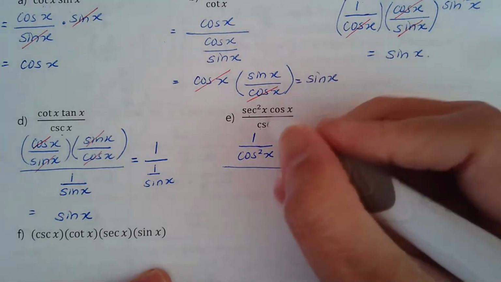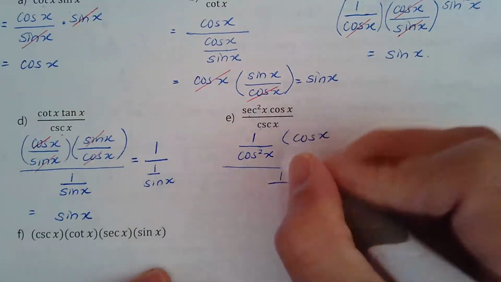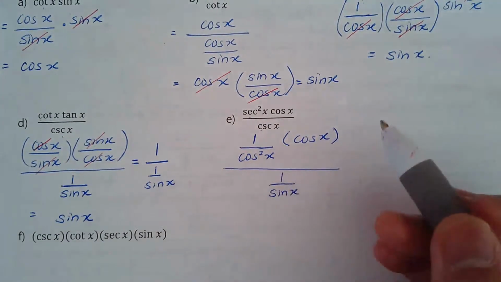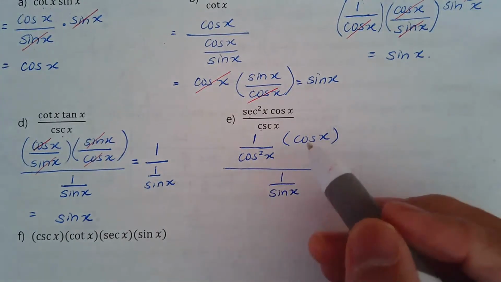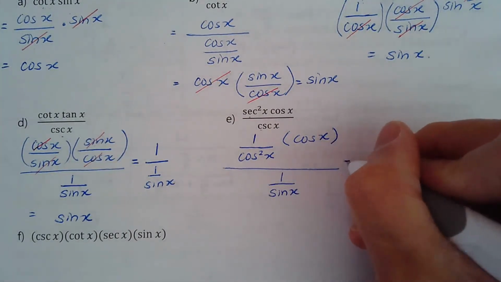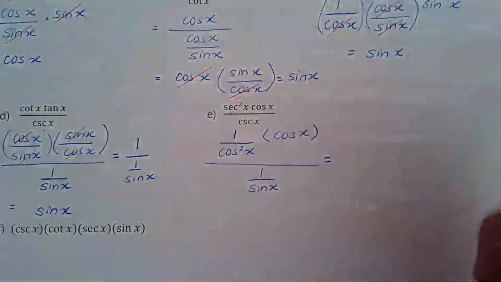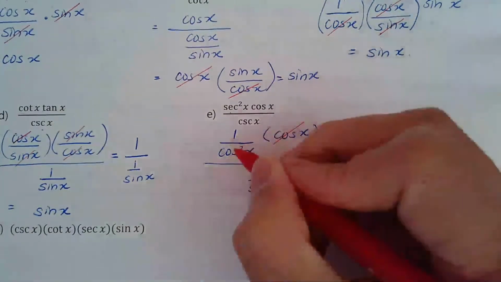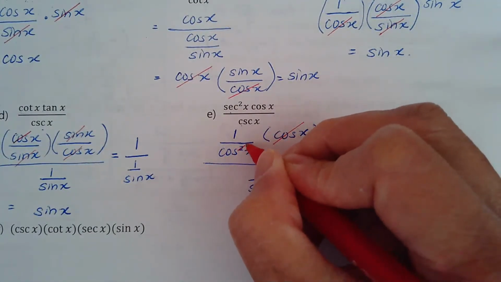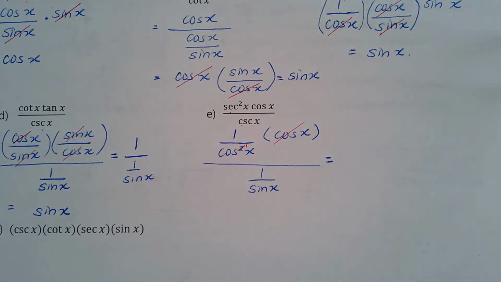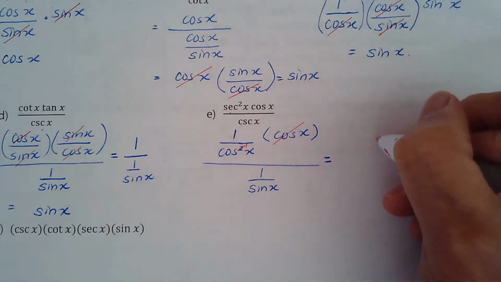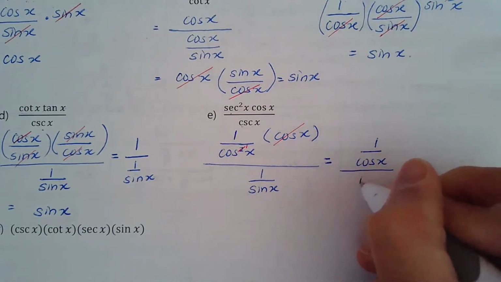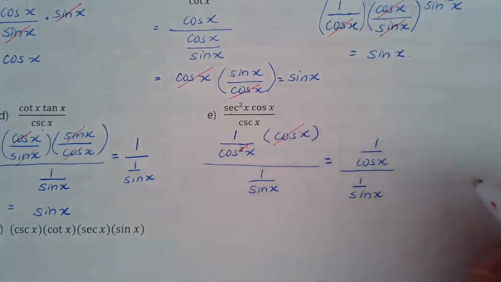Well, what's cosecant of x? Cosecant is 1 over sine of x. And it looks like we're going to have some kind of a complex fraction in here. I'm just going to go to the side because we're running out of room. Now there's a cos of x. We'll cancel one factor of the cos of x, so that just becomes 1. So now I really have 1 over cos of x divided by 1 over sine of x.